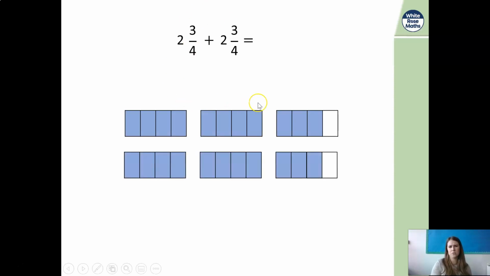Okay, so we've got 2 3/4. Add 2 3/4 again. Okay, so we could do it in a different way. We can either add it so we've got the whole numbers and we add the fractions, or we can turn them into improper fractions like I said on the question before.